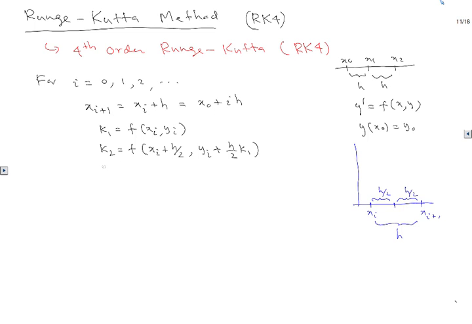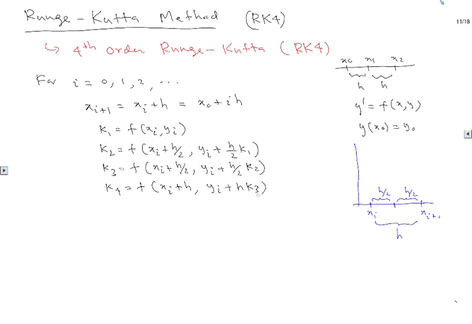Now do the same thing. Do k3, which is f of xi plus h half, yi plus h over 2 times k2. K2 coming from the previous step. And then you calculate k4, which is f at the end point, so it is xi plus h, and then yi plus h times k3 in this case.